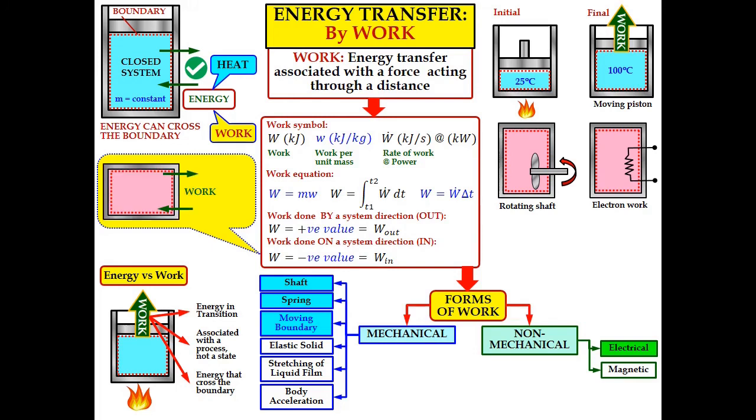For example, in terms of direction, the schematic diagram here represents work in and work out. For work out from the system, we can write W out equal to 4 kilojoule, or W equal to positive 4 kilojoule. If work is done on the system, which is referred to as work in, we can write W in equal to 3 kilojoule, or W equal to negative 3 kilojoule. So this is the explanation about energy transfer by work.